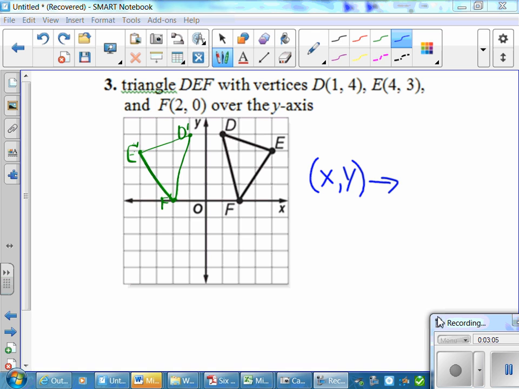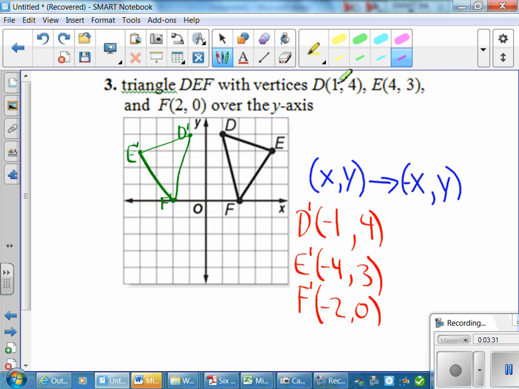Let's go ahead and write down the algebraic representation for when you're flipping it over the y-axis. The x goes from a positive to a negative, so you're going to put negative x. And then the y, as you can see, stays the same, so you're just going to rewrite y. And that's it. Go ahead and write down the new coordinates, and you're done.